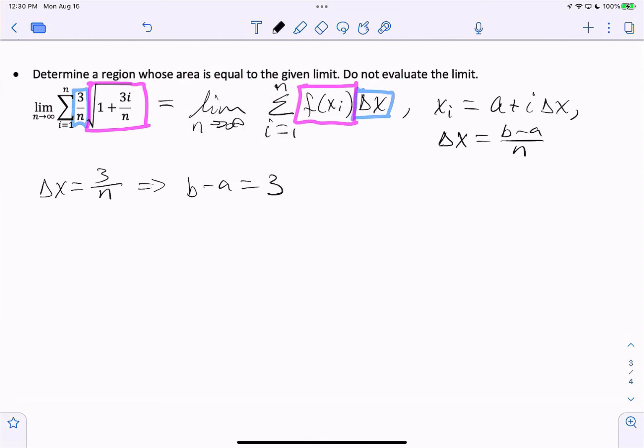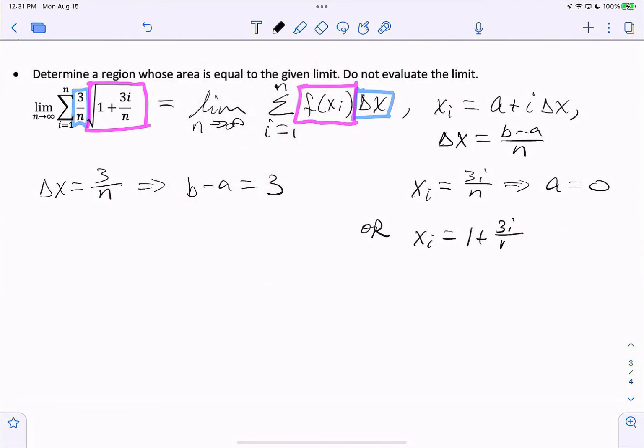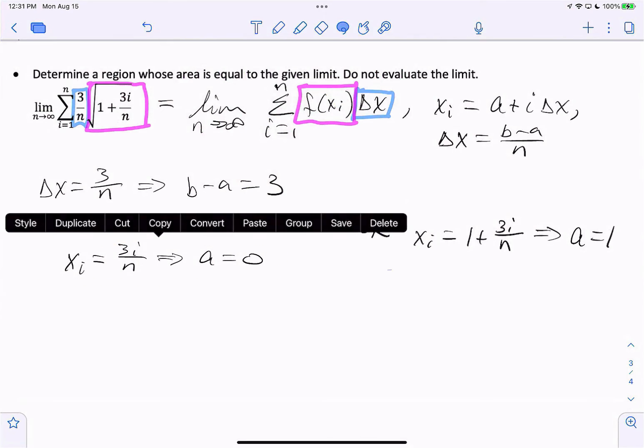And there's a little bit of flexibility here. We could say that x sub i is 3i over n, in which case a would be 0. Or we can say that x sub i is 1 plus 3i over n, in which case a is equal to 1. Let me actually lay these out side by side. We'll do both of them.